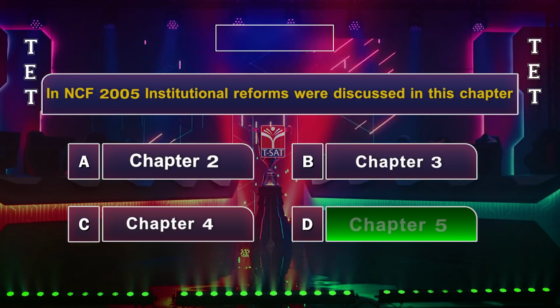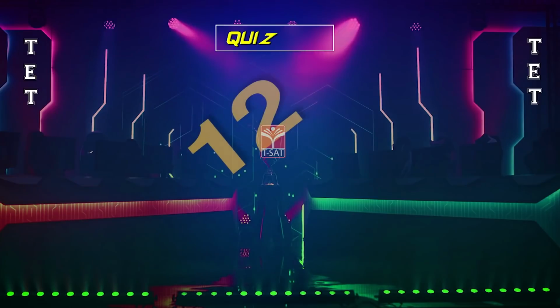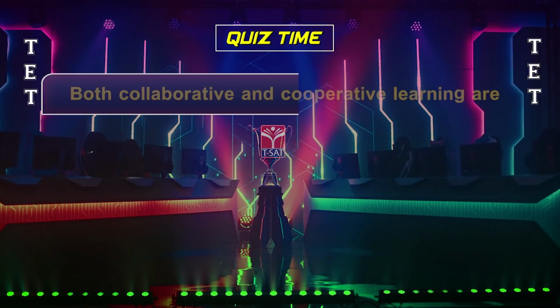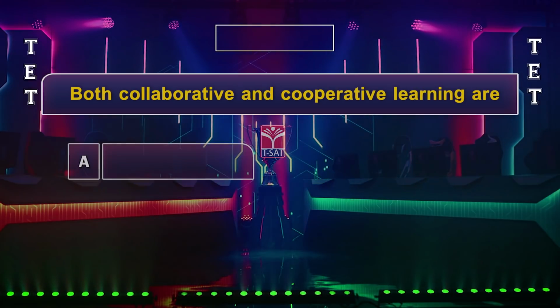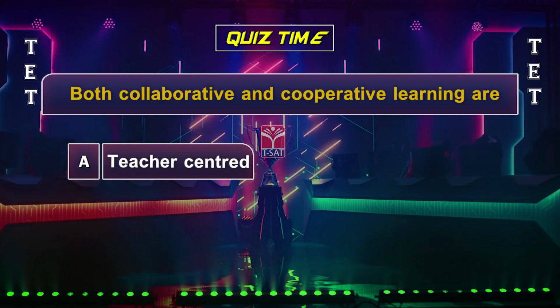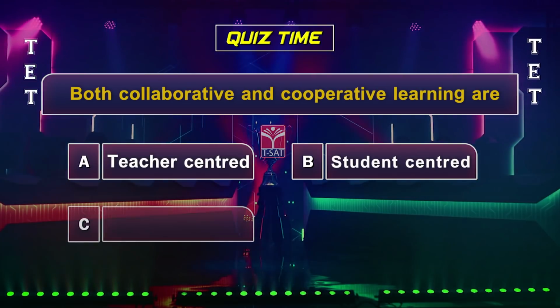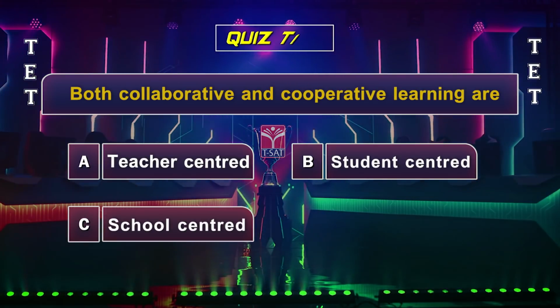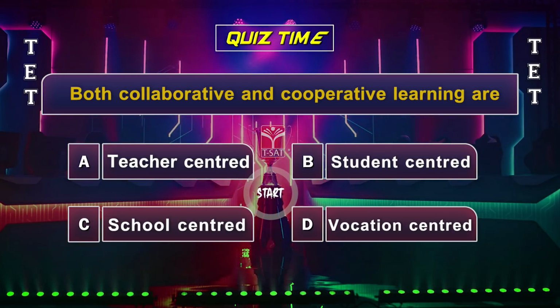The correct answer is option D, Chapter 5. 12th question. Both collaborative and cooperative learning are option A, teacher-centered. Option B, student-centered. Option C, school-centered. Option D, vocation-centered. Your time starts now.